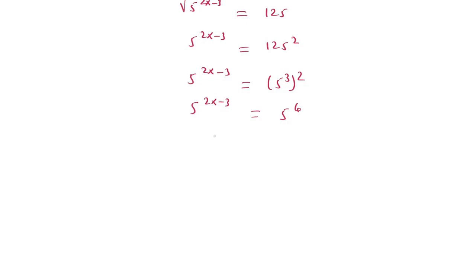Then our equation is going to be 2x minus 3 equals 6. So next we are going to combine the like terms. Then our expression is going to be 2x equals 6 plus 3. Solving this, we are going to have 2x equals 9. Let us now divide by 2 both sides. Then our equation is going to be x equals 4.5. And this is going to be our answer.